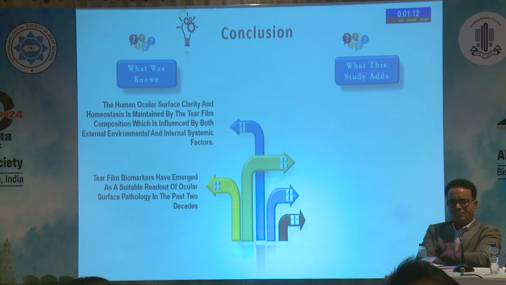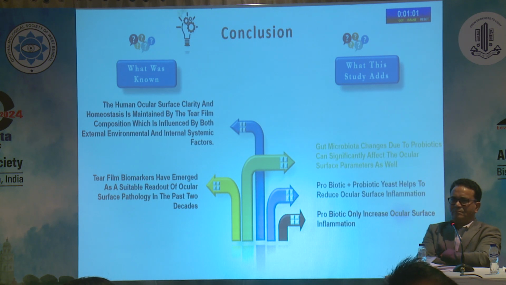So what was known was that the human ocular surface does get affected by external and internal factors. Tear biomarkers have been studied in the last couple of years. What this study adds is that consuming a probiotic significantly affects the ocular surface, and consuming probiotics and probiotic fungus has a beneficial effect. It reduces the inflammation, and consuming probiotics only increases the inflammation. And this has never been shown before, and it is a very interesting finding. Thank you so much for your time.